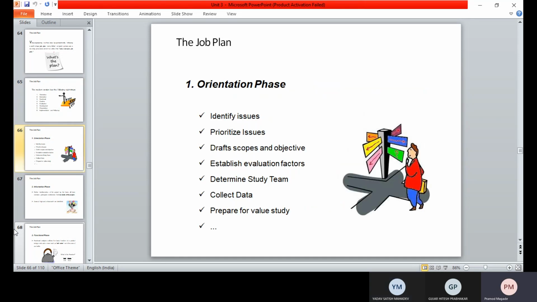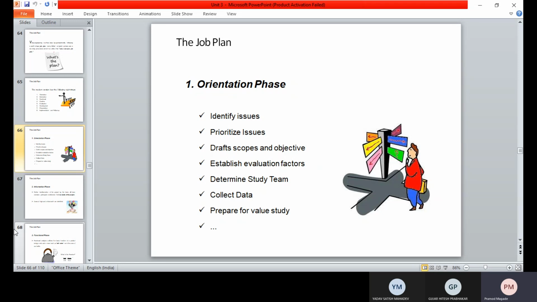Okay, one by one we'll see. In case of the orientation, we'll have to define the structure from scratch. And for that, we'll have to consider the condition. What are the requirements? So here I have mentioned identify issue. So we can say as a market survey or market study. What exactly is the issue and how can I get the new thing from that issue? So that I should find.